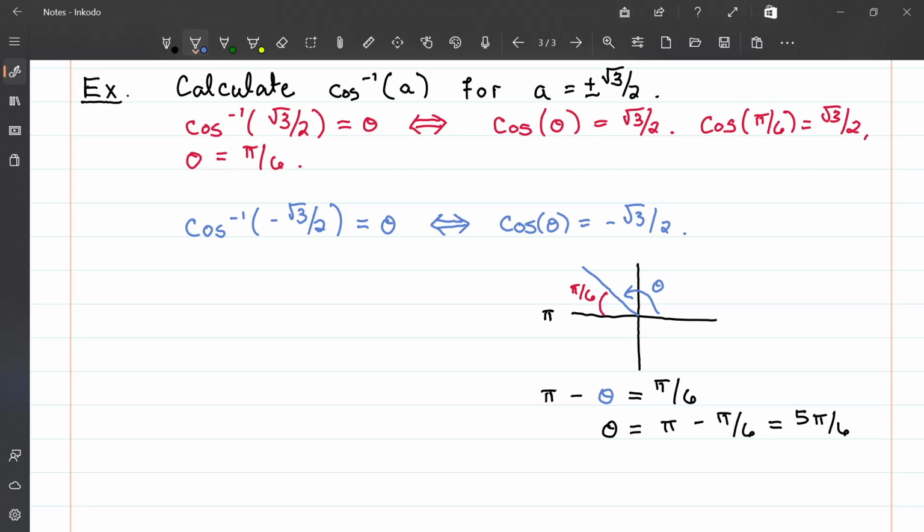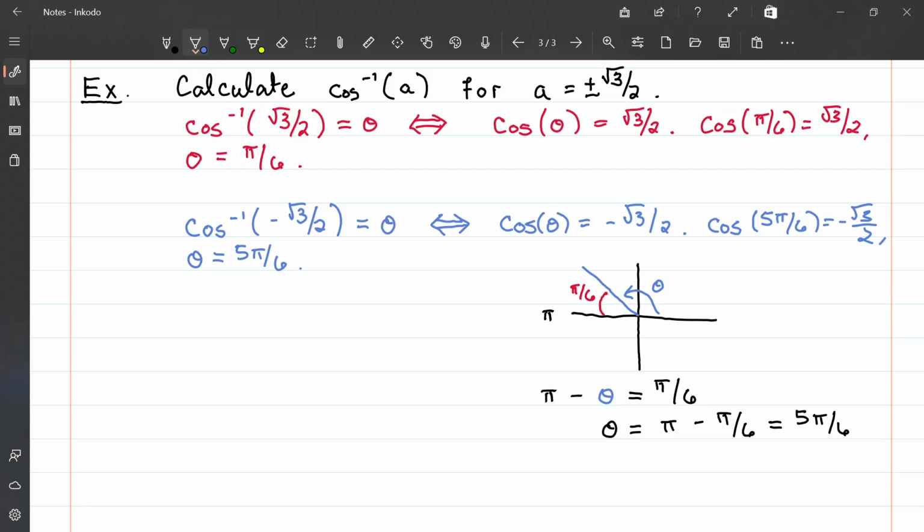So, coming back up to my work, I write down, well, cosine of 5 pi over 6 is equal to negative root 3 over 2, as desired. So, we must find that theta is equal to 5 pi over 6, and that completes the exercise. Now, last time when we got to this point, we compared our answers. Last time we found arc cosine of root 3 over 2 was pi over 6. This time we found arc cosine of negative root 3 over 2 was 5 pi over 6.